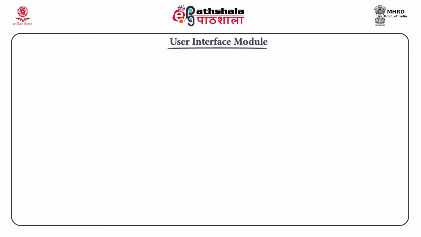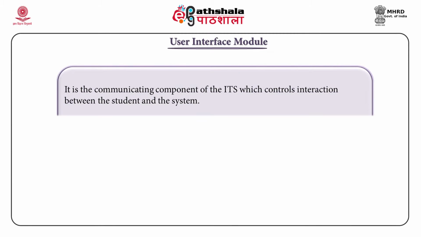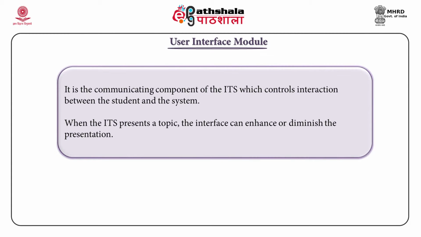The fourth module is the user interface module. It is the communicating component of the ITS which controls the interaction between students and the system. In both directions, it translates between the system's internal representation and an interface language that is understandable to the students. When the ITS presents a topic, the interface can enhance or diminish the presentation. Since the interface is the final form in which the ITS presents itself, qualities such as ease of use and attractiveness could be crucial.